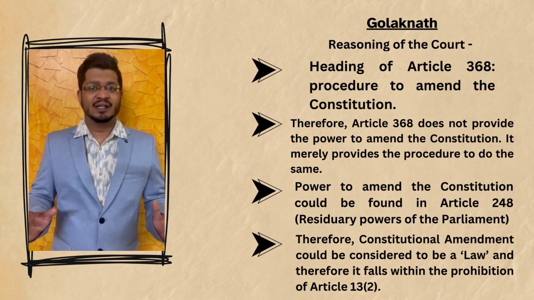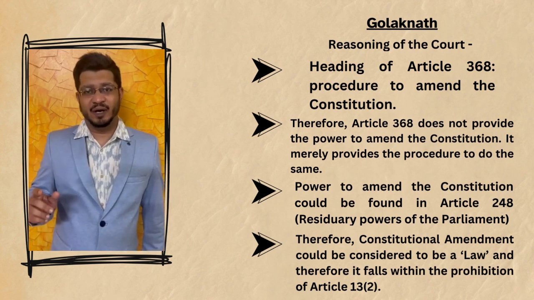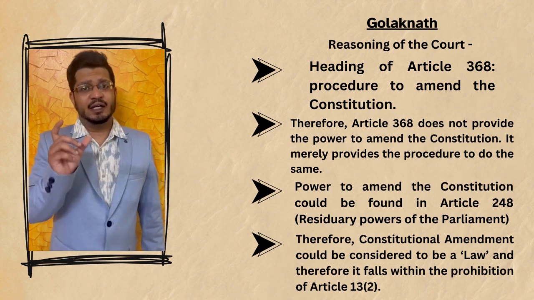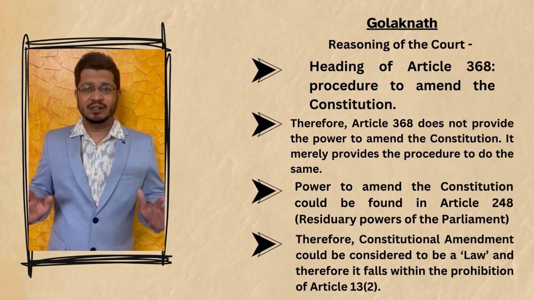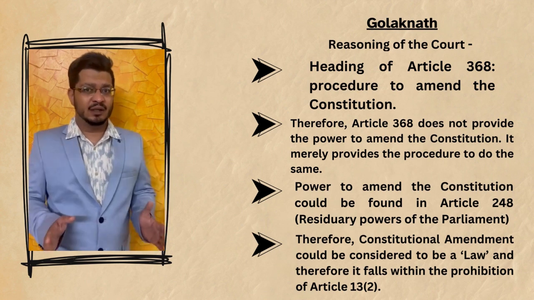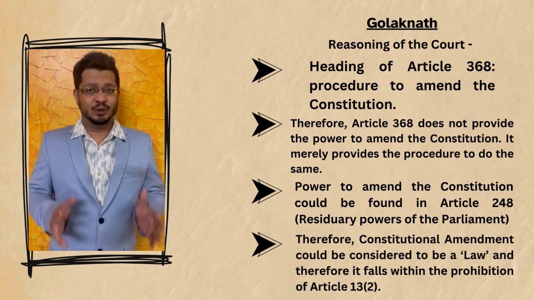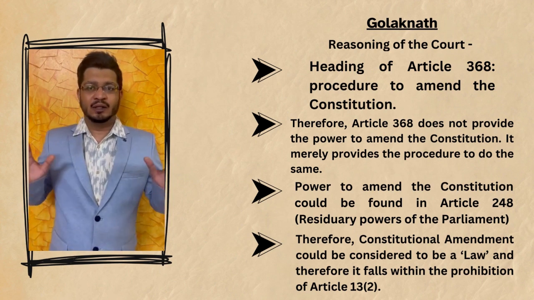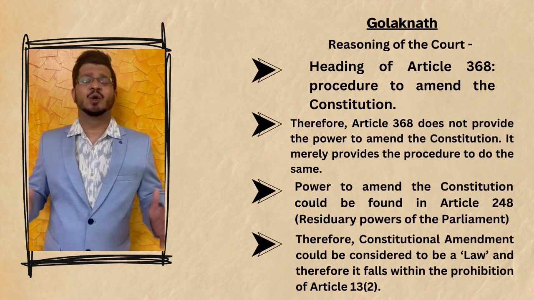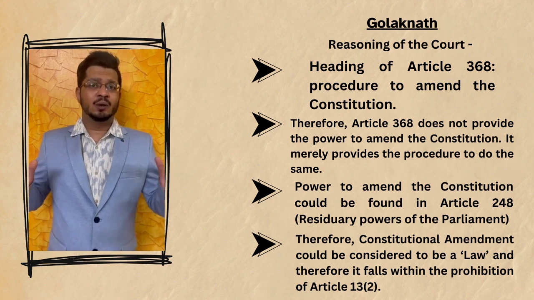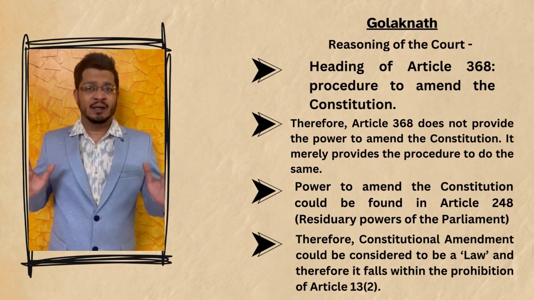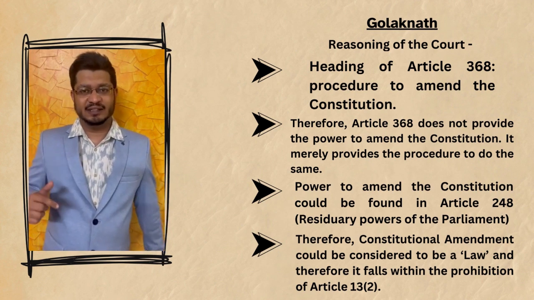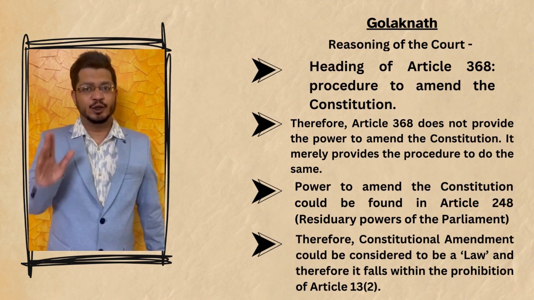Rao reasoned that the constitutional amendment was also a law in terms of Article 13, subclause 2, and therefore it also fell within the prohibition of Article 13, subclause 2, that is, no law, including constitutional amendments, could be made which abrogated, took away, or curtailed fundamental rights in any manner. I hope that the reasoning given by the Supreme Court in the case of Golaknath is clear to you.